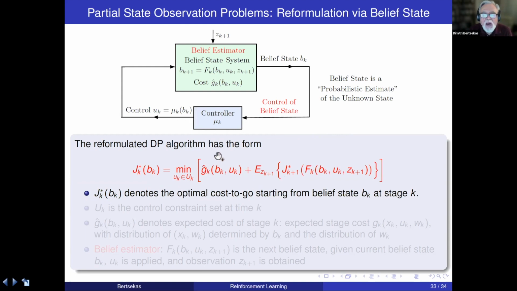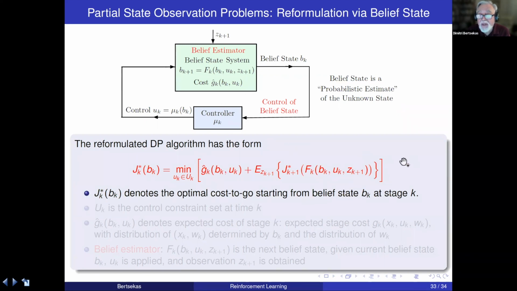And this dynamic programming algorithm is given by this form. The optimal cost of the tail subproblem at time k, given that we are at belief state b_k, is obtained by minimizing over all controls the cost of the first stage, plus the expected cost to go from the next belief state, but also with an expectation, because this quantity involves the unknown observation, the probabilistic observation that we have here. So that's the dynamic programming algorithm.